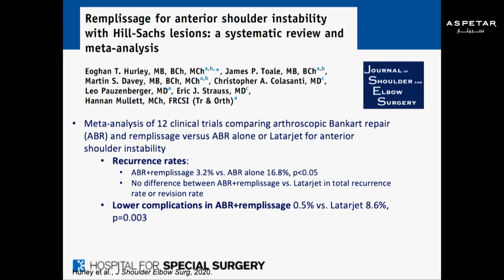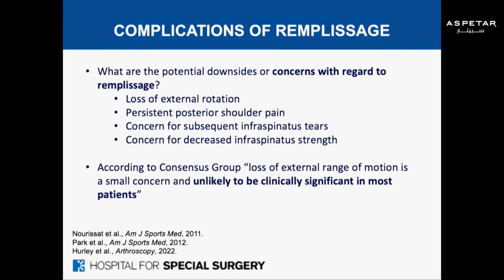So for me, all the data at this point would at least support doing, in that subcritical bone loss group, arthroscopic Bankart plus remplissage, as opposed to just an arthroscopic Bankart or a Latarjet. Clearly, remplissage is not without concern. I mentioned potential loss of external rotation, persistent posterior shoulder pain. These have not really been borne out very significantly. And in most studies, if there is a decreased external rotation, it's less than 10 degrees, which for most athletes is not going to be clinically significant, but worth mentioning to them.